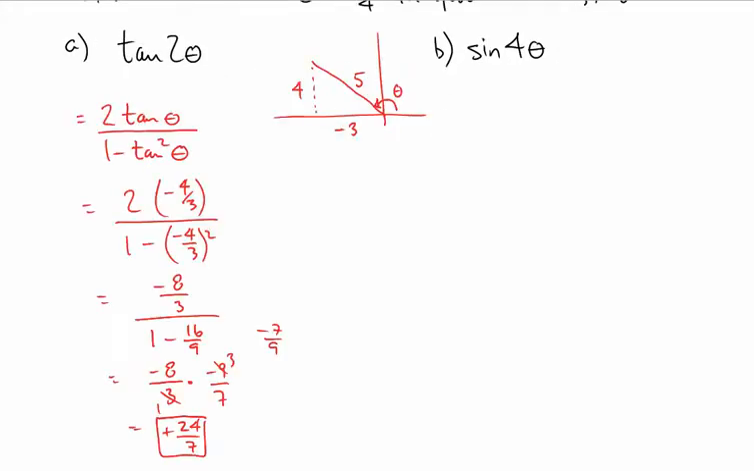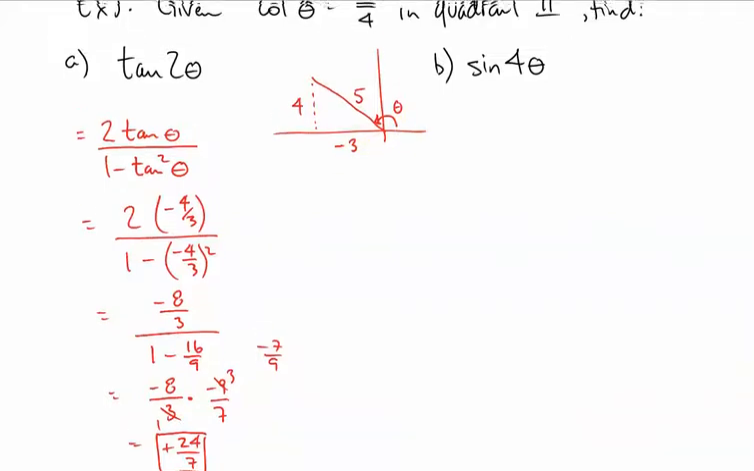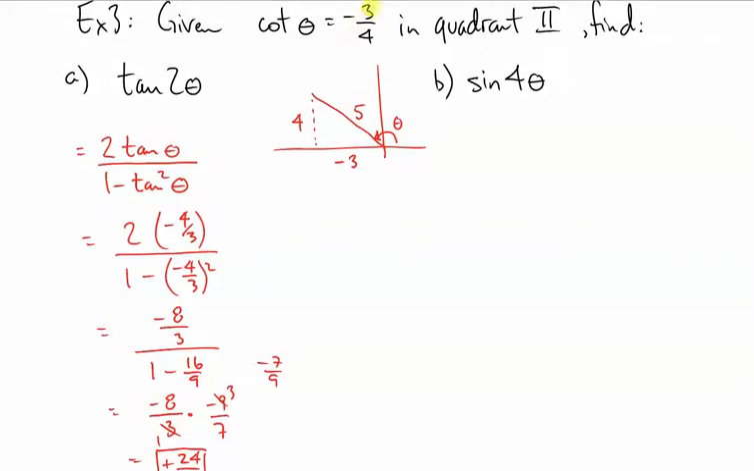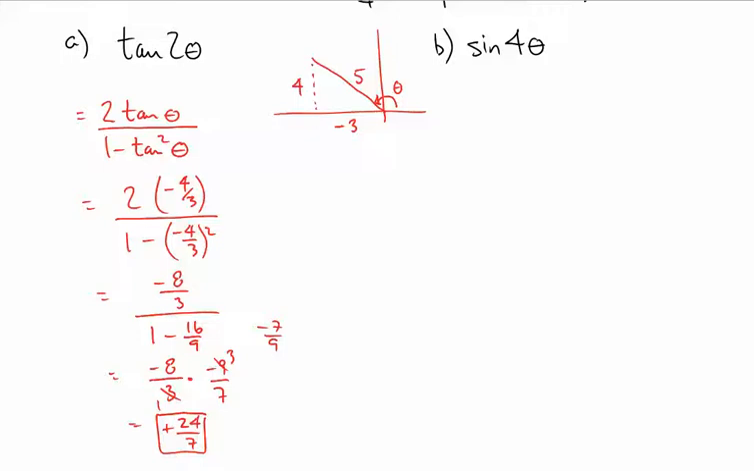Okay, here's my solution. Here's standard position angle. Cotangent is the x over the y, so x -3, y 4, okay, leading to a hypotenuse of 5. The double angle tangent identity is written right here. Here's tangent, and at this point all I have to do is simplify and do the math. So 24 over 7.